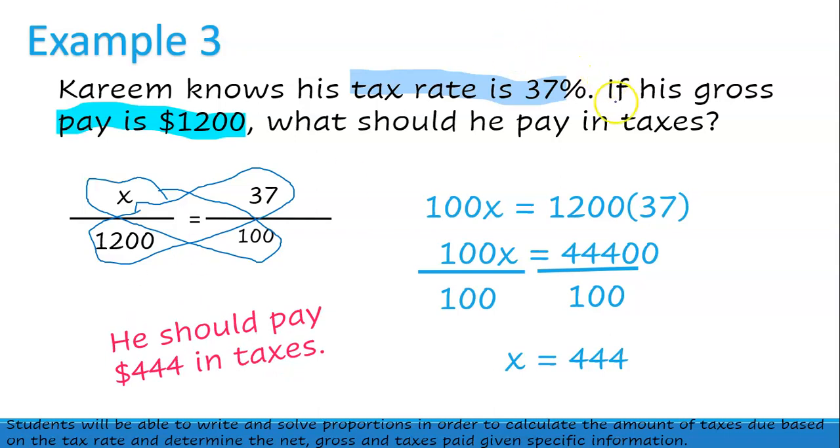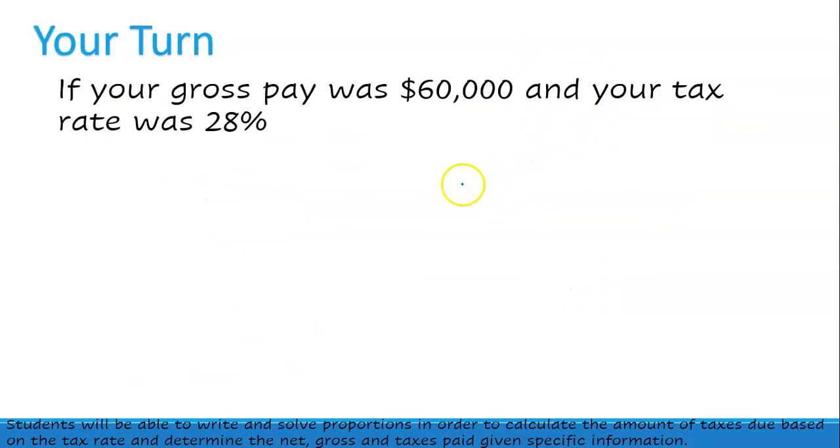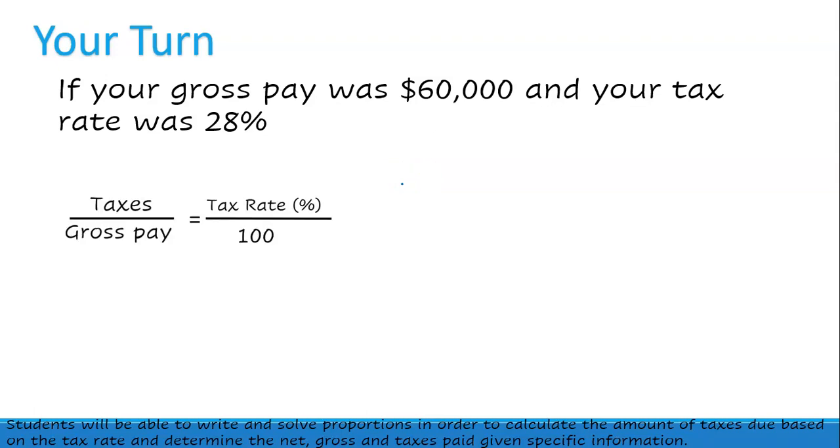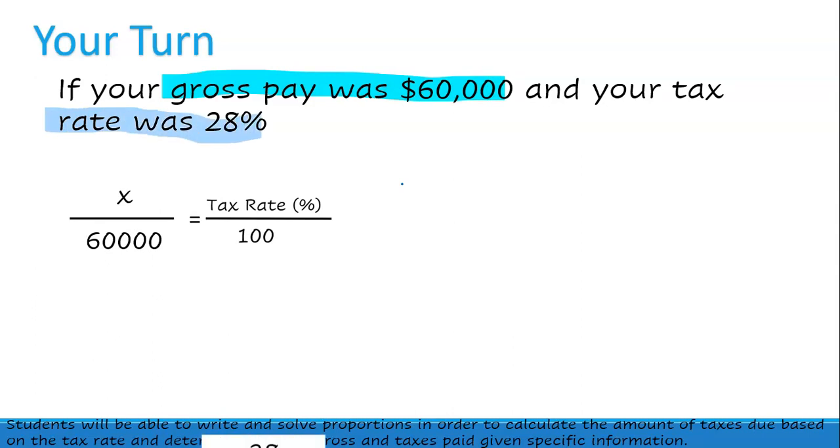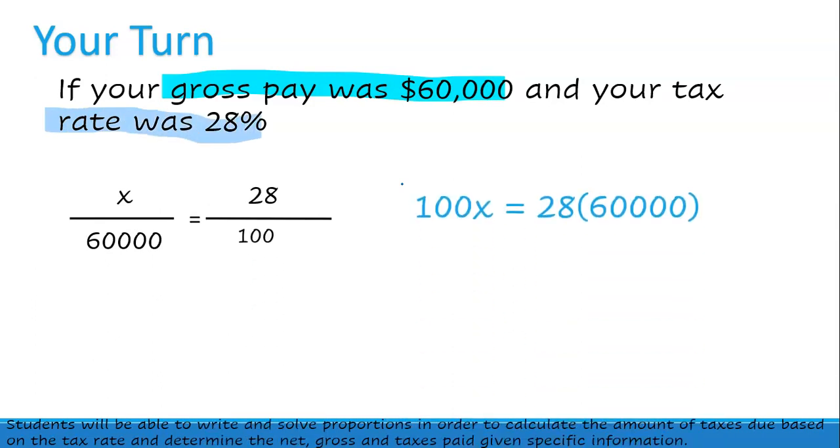And again, this is how we would find what we would pay in taxes. Remember, we cross-multiplied with the butterfly method.